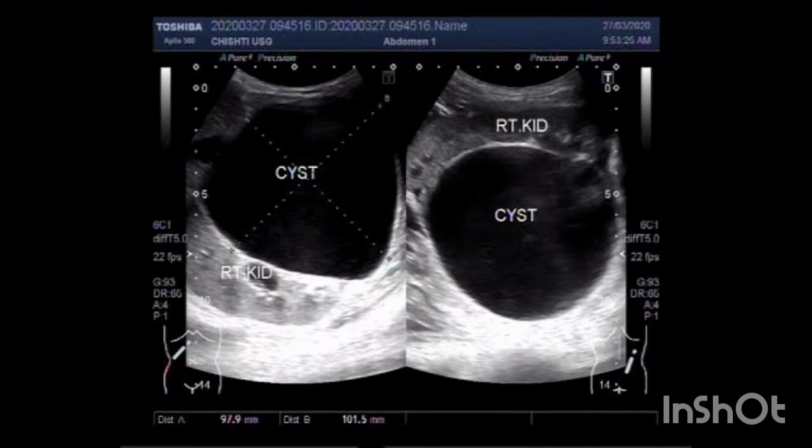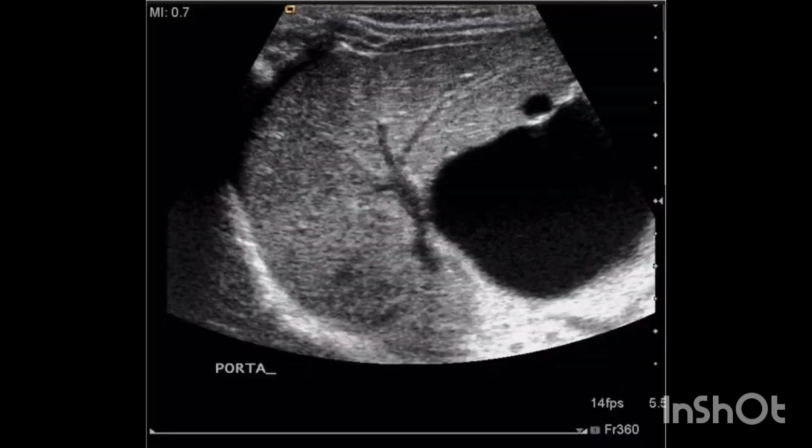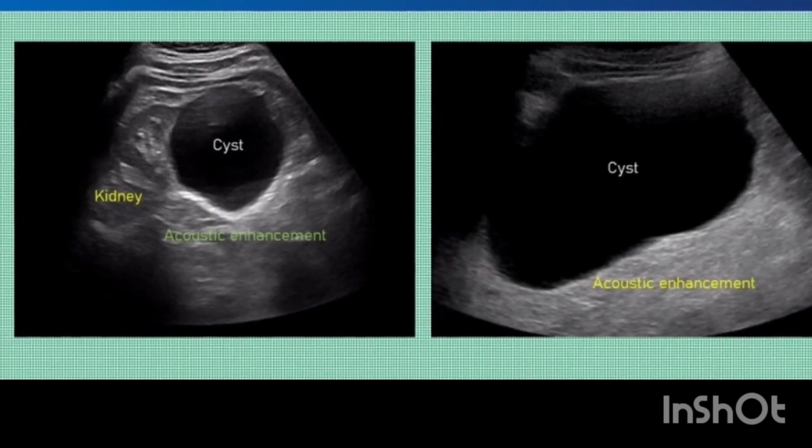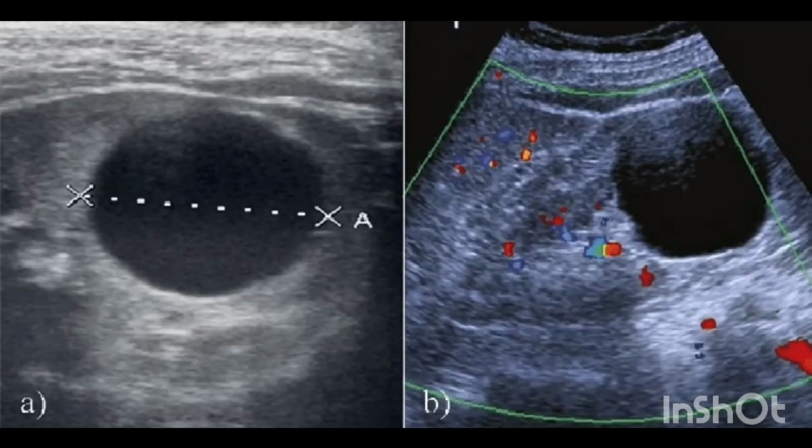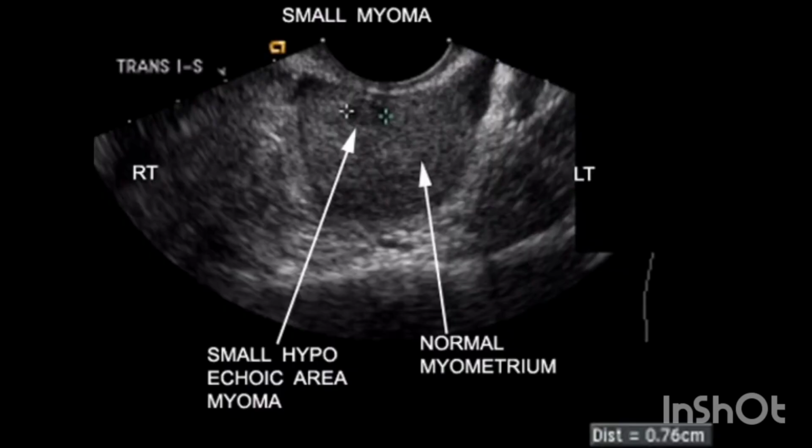Anechoic. This term means without echoes. These areas appear black on ultrasound because they do not send back any sound waves. Anechoic masses are often fluid-filled.